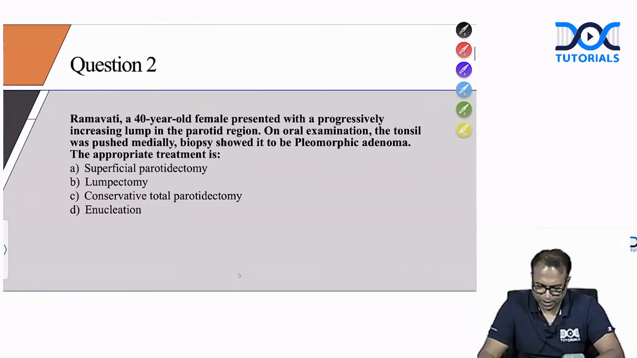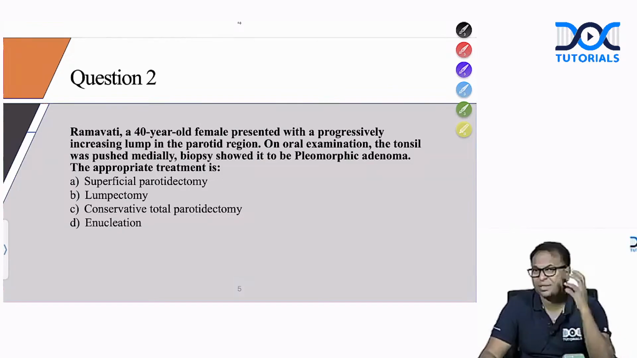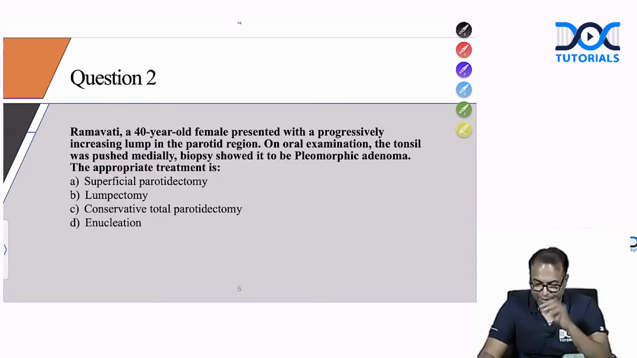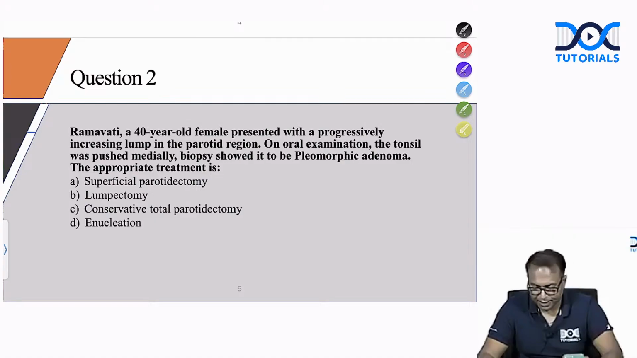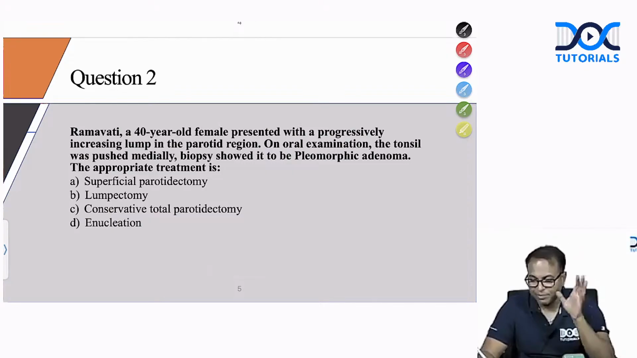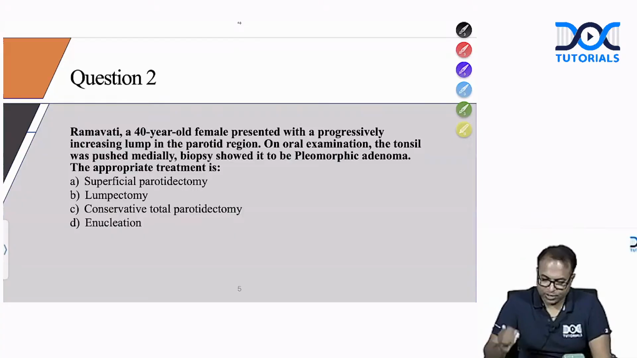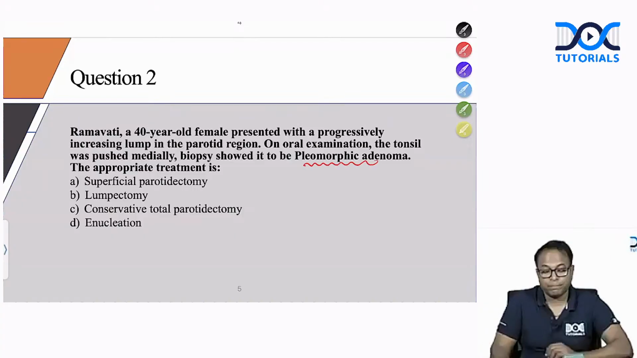Now, your next question: Ramavati, a 40-year-old female, presented with a progressive lump in the parotid. On oral examination, the tonsil was pushed medially. Biopsy showed pleomorphic adenoma. What is the ideal treatment? Superficial parotidectomy, total parotidectomy, enucleation, or lumpectomy, which is the correct answer for this? So what is the diagnosis? It's a pleomorphic adenoma arising from the deep lobe.